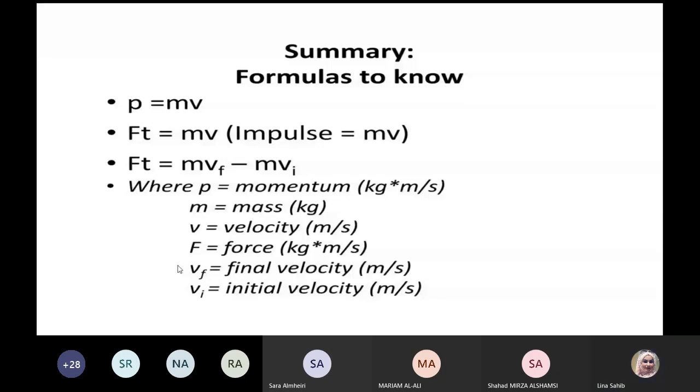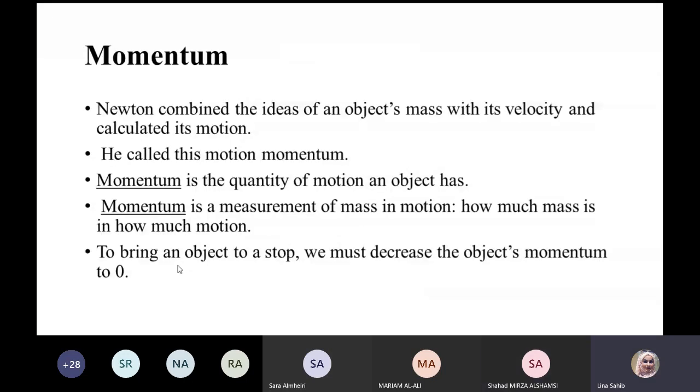Then, did you write the formulas? Yes. Okay. Now this is the summary for today.